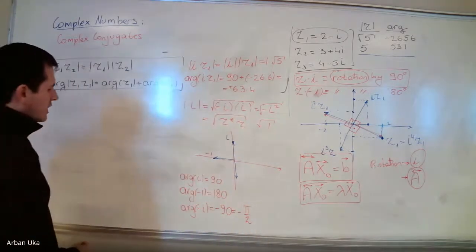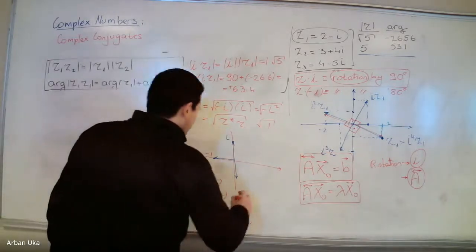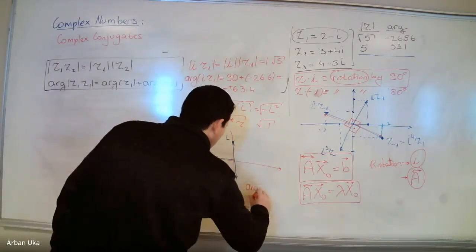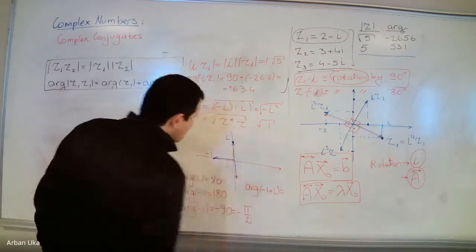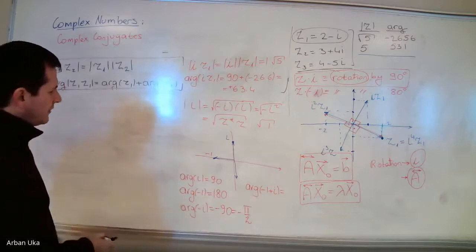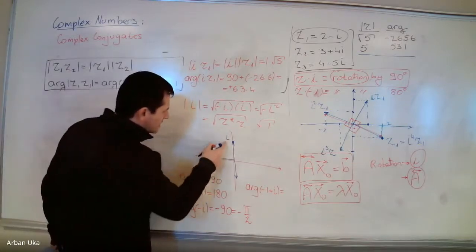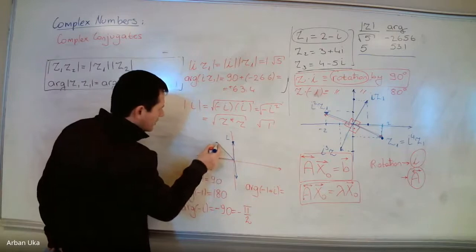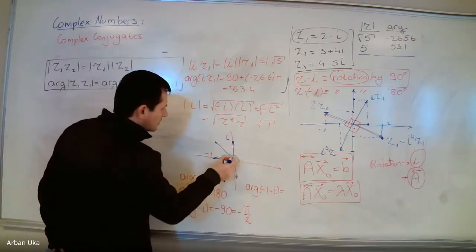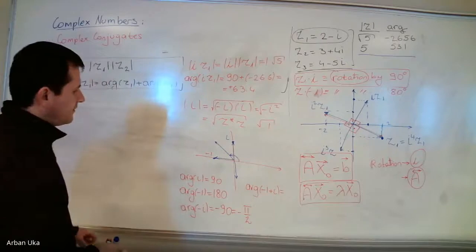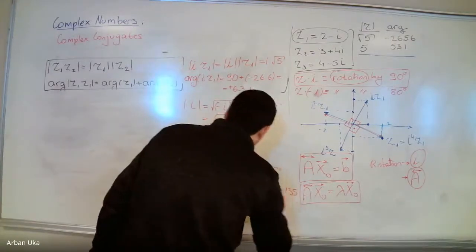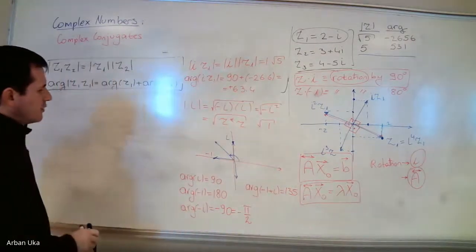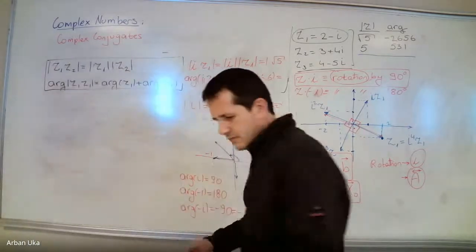We can also ask the following question: what is the argument of minus 1 plus i? Now, minus 1 is here, plus i is here, so it looks like we're looking for this point. That's correct. 135. This is the argument of this angle.